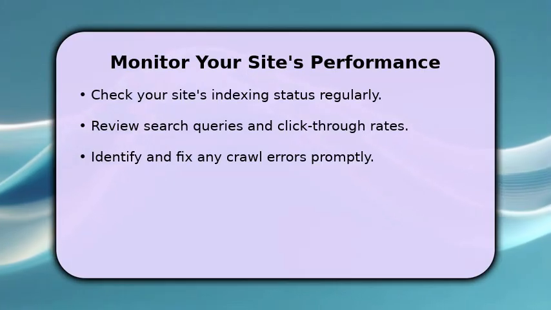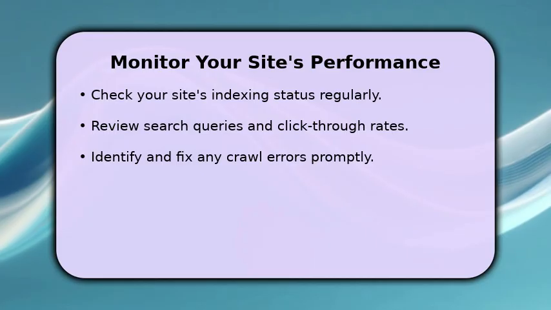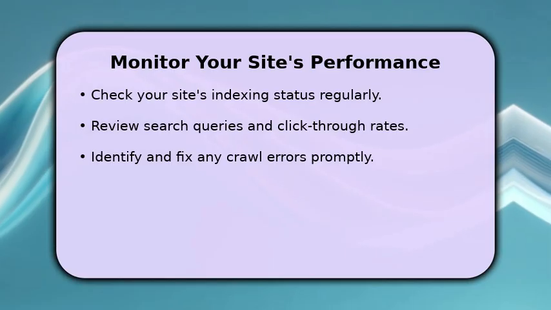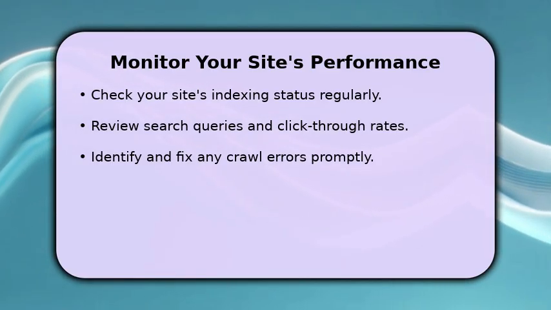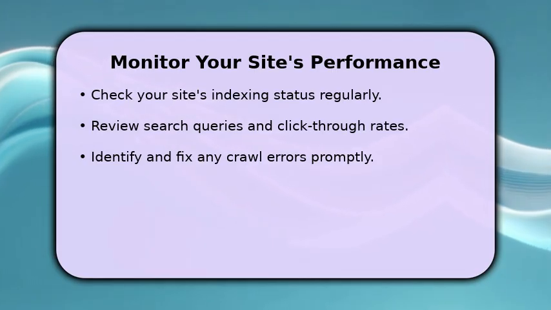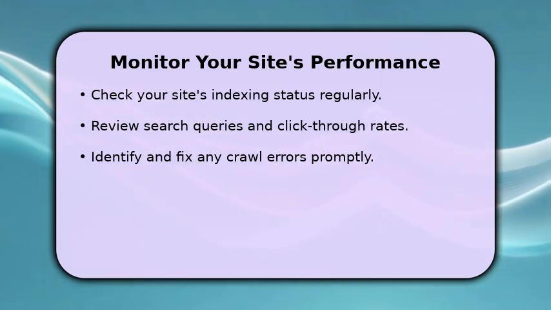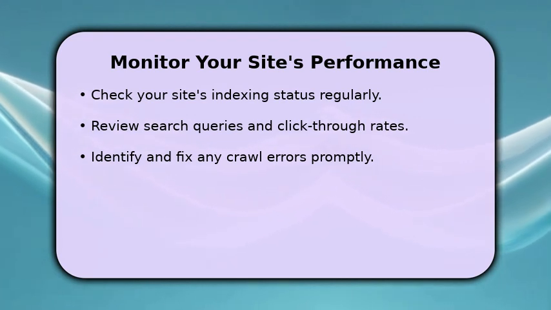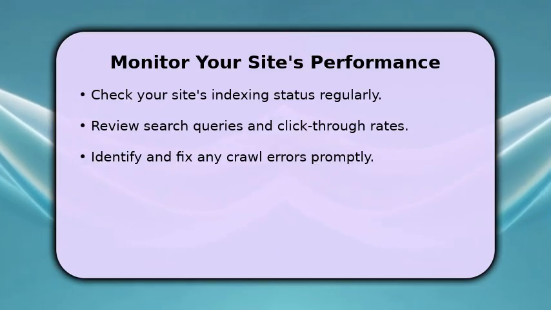After successfully connecting your WordPress site, the real work begins. Google Search Console provides invaluable data. Regularly check your site's indexing status to ensure all your pages are discoverable. Analyze search queries to understand what terms users are searching for to find your content, and review your click-through rates. Promptly address any crawl errors reported by Google to maintain a healthy site. Finally, submit your sitemaps to help Google efficiently crawl and index your entire website, improving its overall visibility.